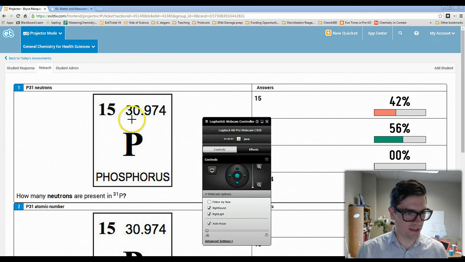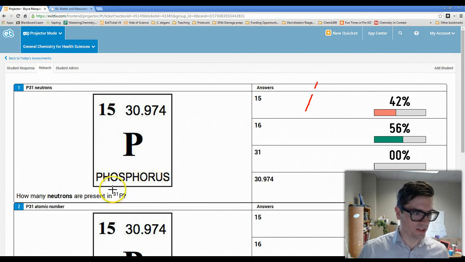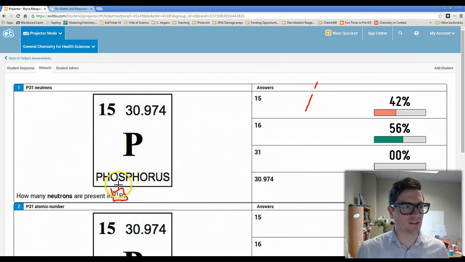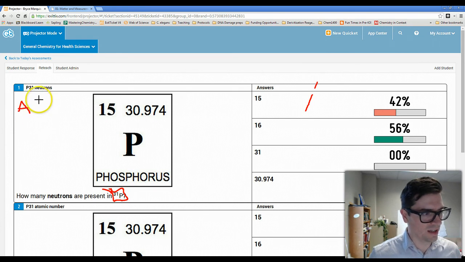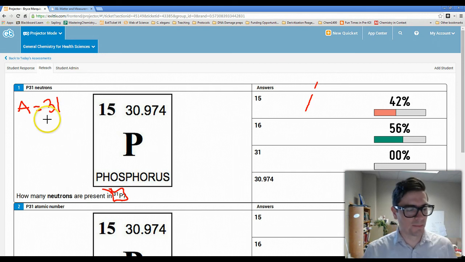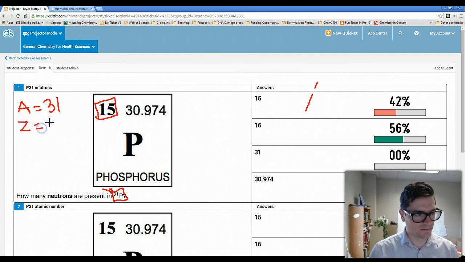In order to address that question, we had P31, right? This little number right here is telling us that our mass number A equals 31. If we look at the periodic table of the elements, you'll see that this is going to give you your Z value, which is your atomic number, so Z equals 15.